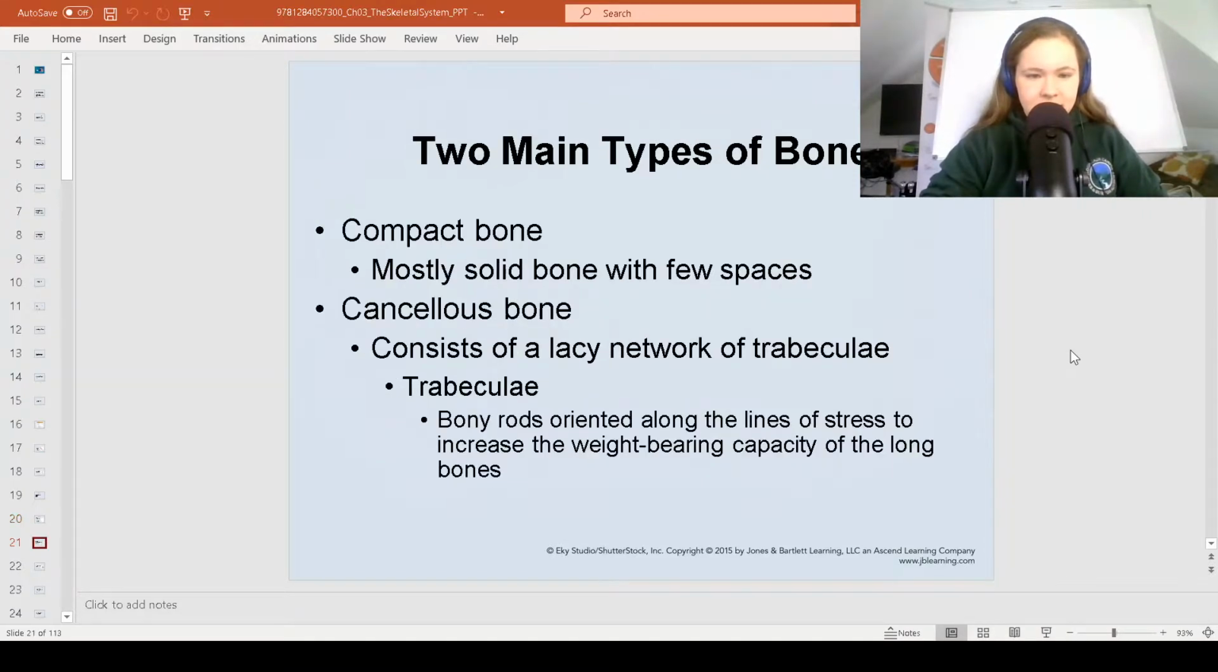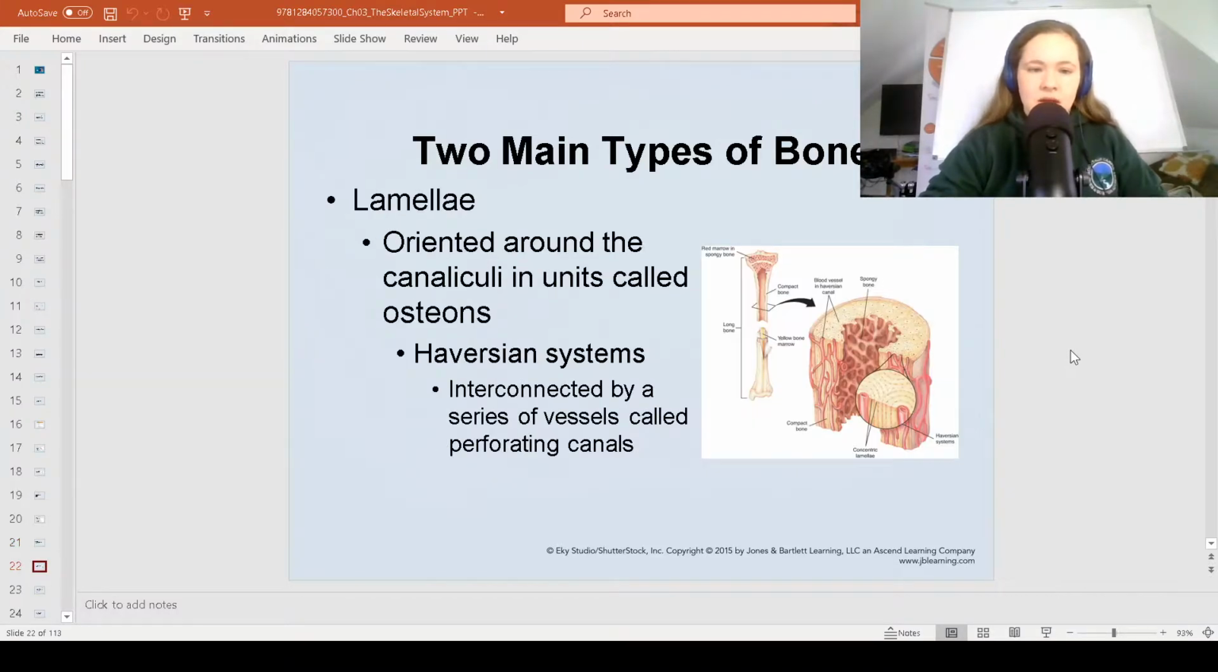Continuing on. Two main types of bone: compact bone, mostly solid with few spaces, and cancellous bone, which consists of lacy networks of trabeculae. Trabeculae are bony rods oriented along the lines of stress to increase the weight-bearing capacity of the long bones. Lamellae are oriented around the canaliculi in units called osteons. The Haversian systems are interconnected by a series of vessels called perforating canals.